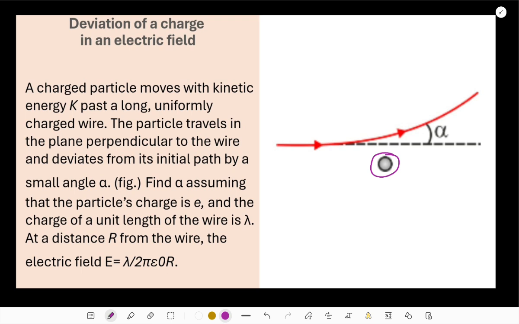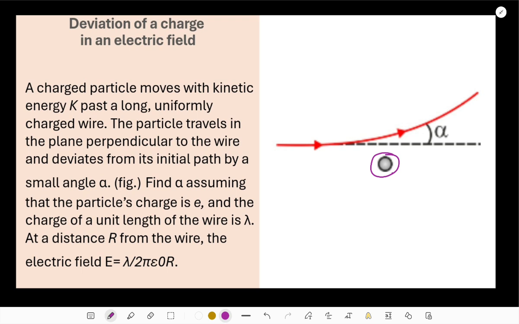It must be positive, or maybe negative if it is negative too. So I have assumed both the charges positive. The uniformly charged wire is positively charged, and this charge e is also positive. And for a unit length of wire, the charge per unit length is lambda.